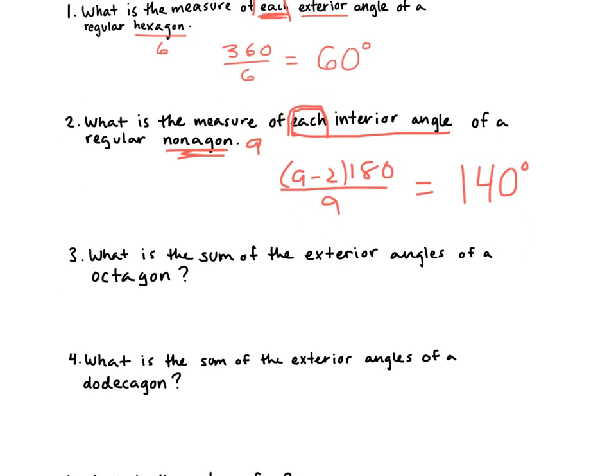Number 3, what's the sum of the exterior angles of an octagon? How many sides are in an octagon? 8. And this one's asking us for the sum of the exterior. So what's the sum of the exterior angles of an octagon? 360. Remember, the sum of the exterior is always 360.